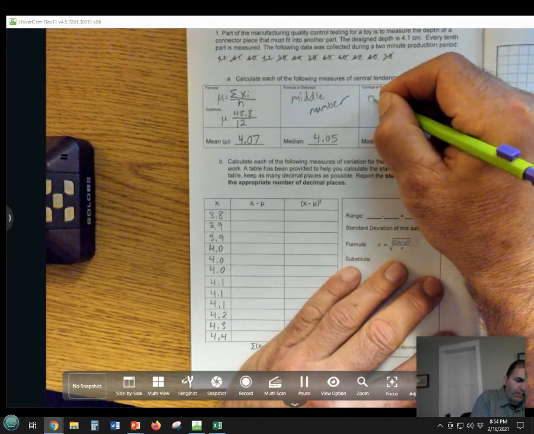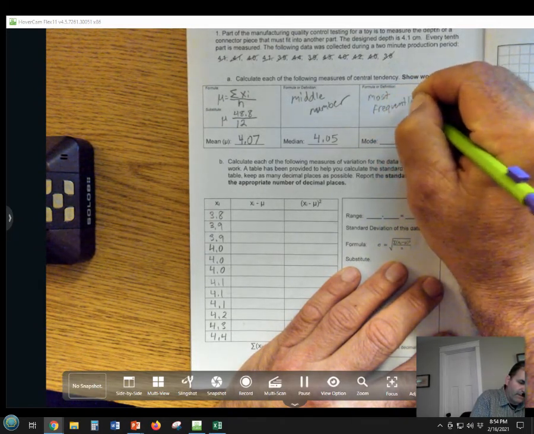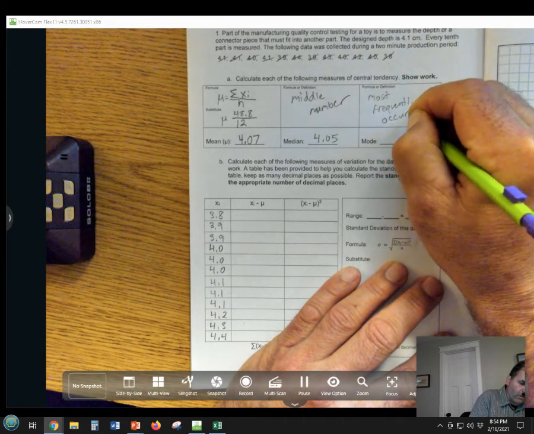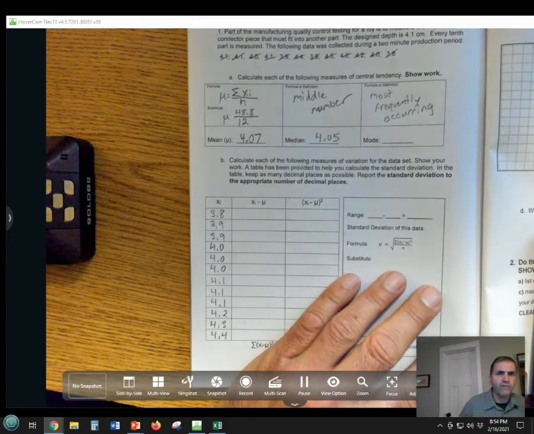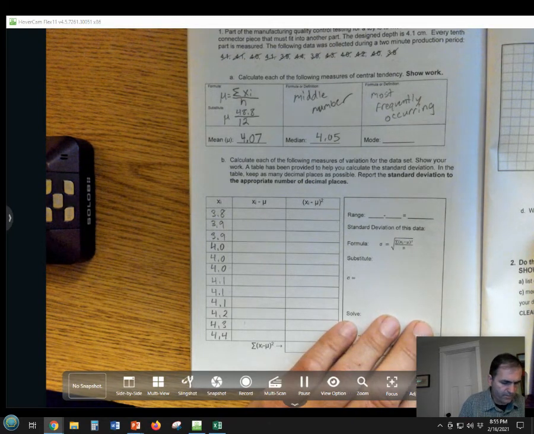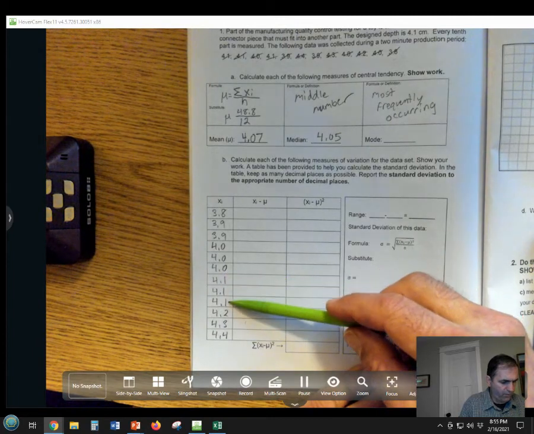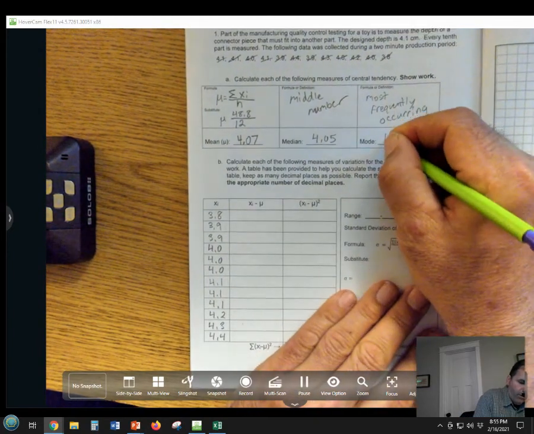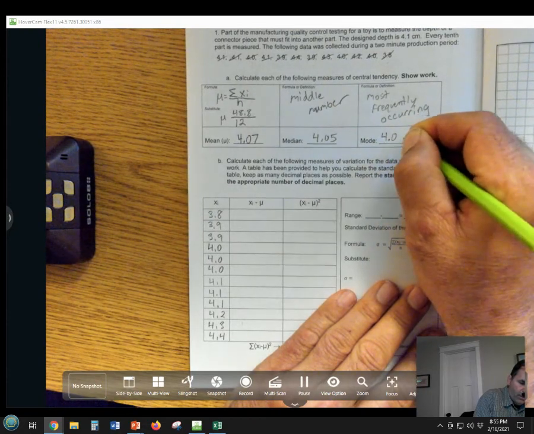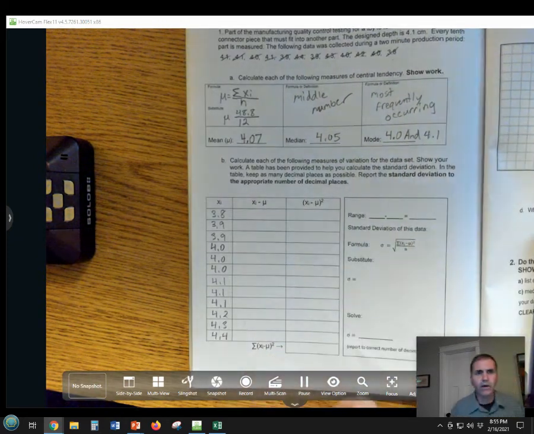And our mode is the most frequently occurring number. Okay, let's write that down. Our mode was most frequently occurring. And don't get mad at me if there's not 2 R's in occurring. I'm pretty sure there are. And 2 C's. Might need to look that up. Our most frequently occurring numbers are both 4.0 and 4.1, which each show up 3 times. So we're going to write both of those down: 4.0 and 4.1. And remember, we call that bimodal.